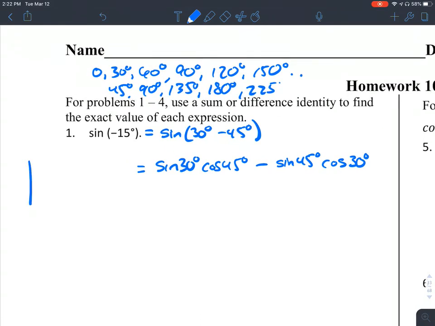Just a quick review. Hopefully you have this memorized, but let's say that you don't. In a 30, 60, 90, opposite 30 is a half. Opposite 60 is square root of 3 over 2. And the hypotenuse is 1. So sine of 30 is a half. Cosine of 30 is square root of 3 over 2.